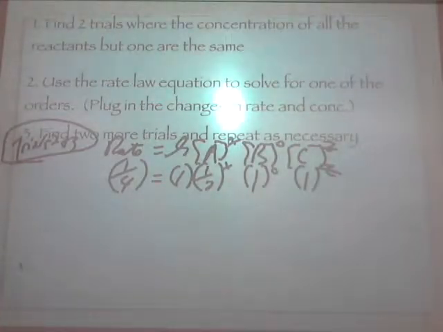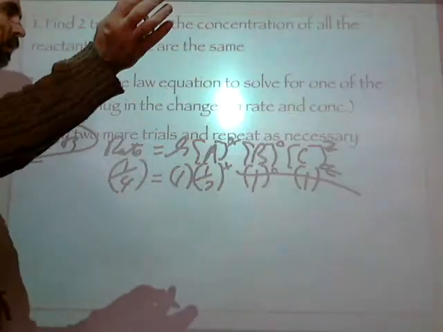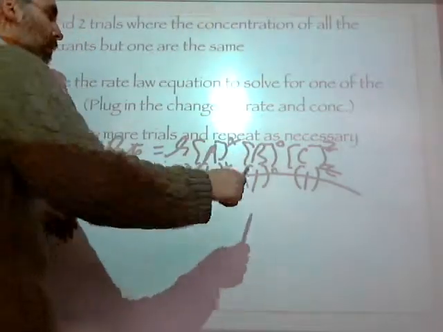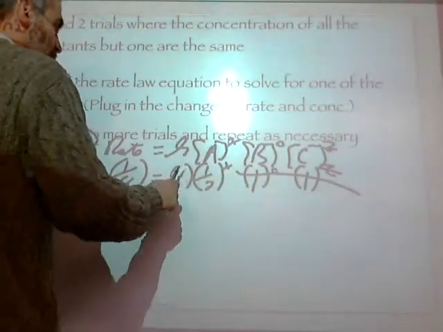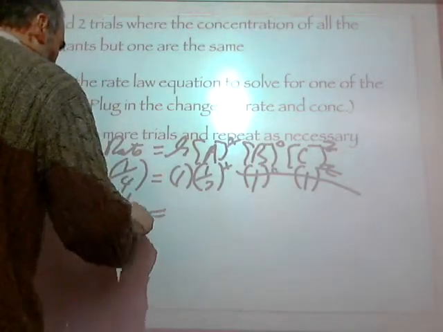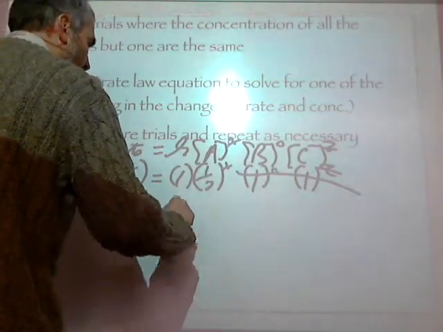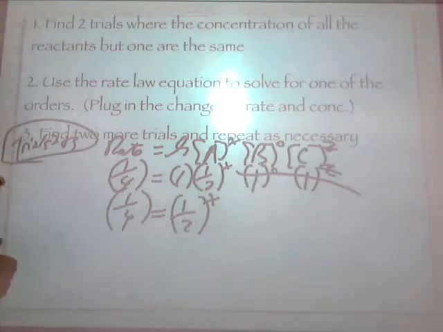Let's finish this up. These guys are going to be 1, because 1 raised to any power is 1. 1 raised to the 0 power is definitely 1. That's a 1 already anyway. So 1/4 equals 1/2 to the X power. What must X be?